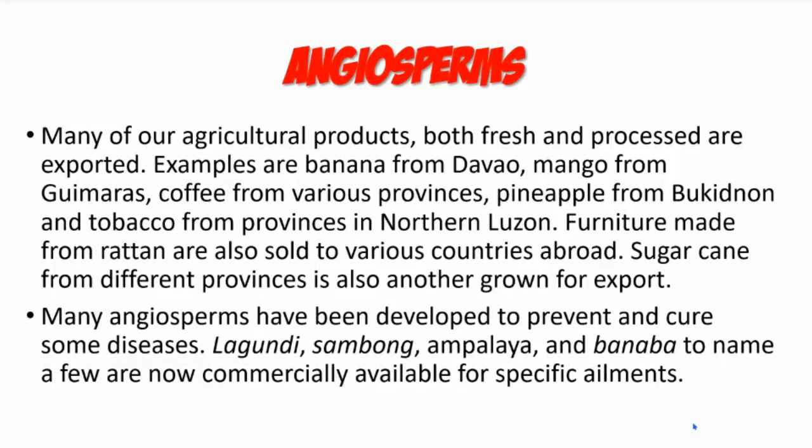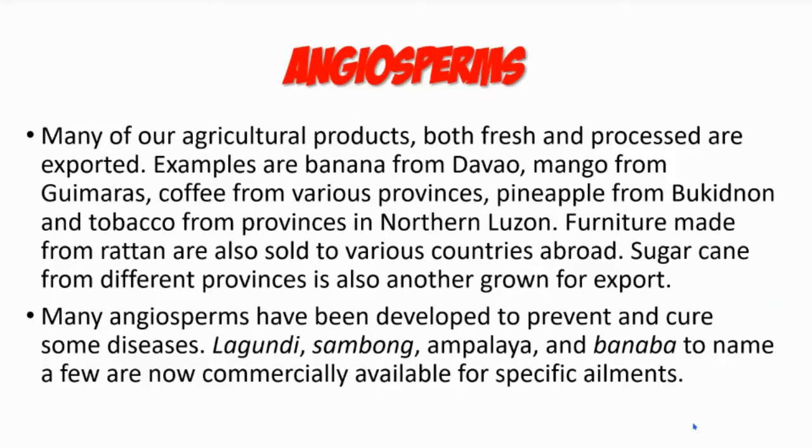Many of our agricultural products, both fresh and processed, are exported. Examples are banana na galing sa Davao, mango from Guimaras, coffee from various provinces, pineapple from Bukidnon, and tobacco from the provinces in northern Luzon. Furniture made from rattan, no, are also sold to various countries abroad. So sugarcane from different provinces is also another grown for export.